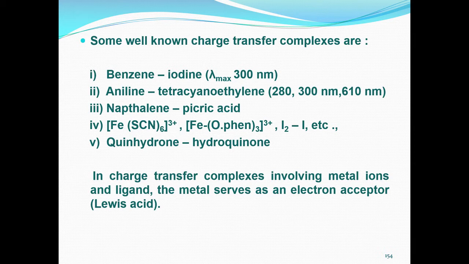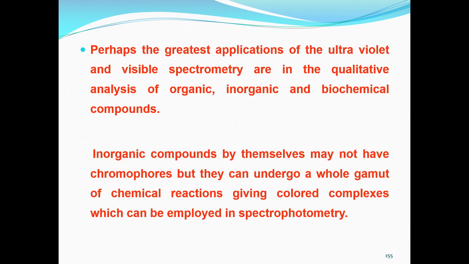So, in charge transfer complexes involving metal ions and a ligand, the metal serves as an electron acceptor. This is a very simple rule, because most of the metals are known as Lewis acids. Lewis acids have the property of acting as electron deficient compounds. So, any electron cloud coming near the metal, it tries to attract. So, the Lewis acid is a very simple known definition.